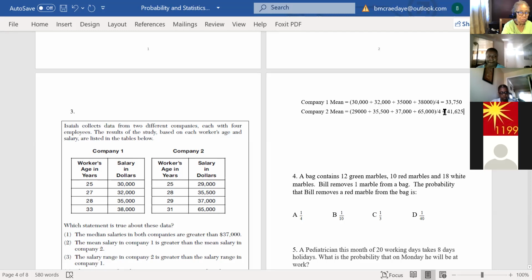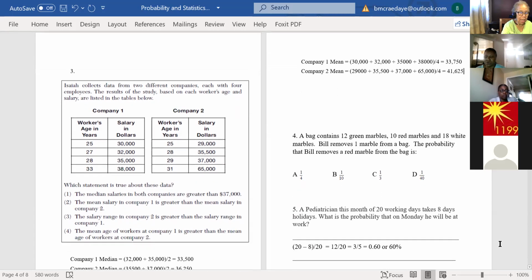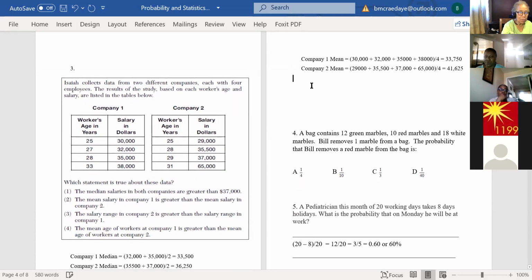No, the company 2 mean is bigger, right? Yes. So it's not number 2. In other words, that's not a true statement. Then we go to the range. Michelle, how do you find range?